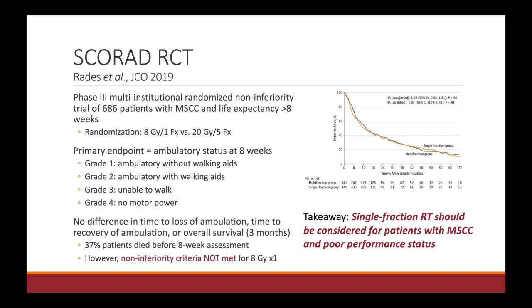I think the takeaway is that single fraction radiation should still be considered in patients that have metastatic spinal cord compression and very poor survival. But just know that it was not shown to be non-inferior. And so if you think that a patient can tolerate 5 fractions, and if you think they're going to live long enough to receive a benefit from that, then go ahead and choose the fractionation.